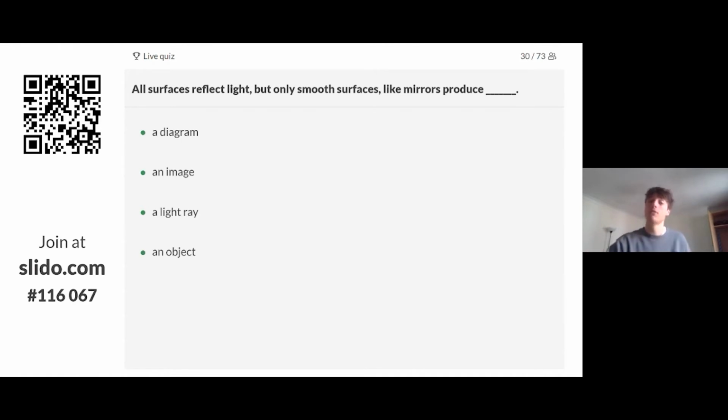So we know that all surfaces reflect light somewhat. Of course, some less than others. For example, a window doesn't reflect light as much as other surfaces, but it can. But we can say that all surfaces reflect light somewhat. However, only smooth surfaces, like mirrors, produce, is it a diagram, an image, a light ray, or an object?